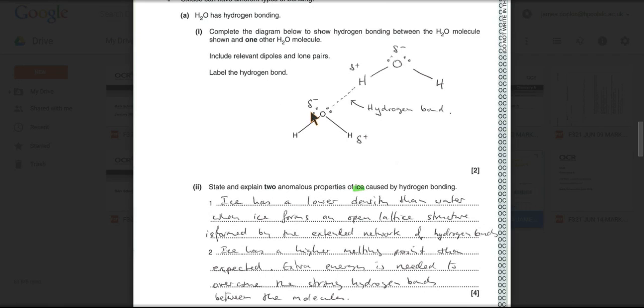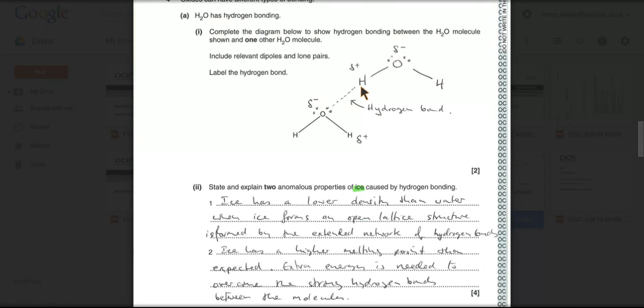So get the dipoles on, so delta minus on the oxygen, delta plus on the hydrogen, and the same for the other molecule. Put your lone pairs in. And then the rule is the hydrogen bond must start at the lone pair, and then it goes to a neighbouring hydrogen.